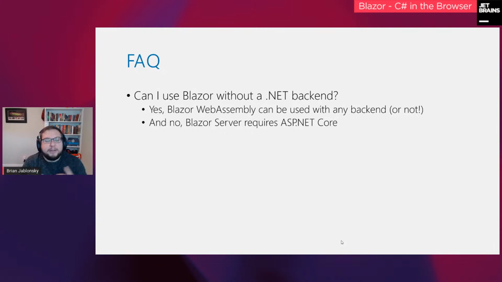And so you can definitely use any type of backend, or if you want to go serverless, you can use something like Azure Static Web Apps to serve up your Blazor WebAssembly without having some type of backend. You can use Azure Functions to respond to any kind of request that you want to do. So you can definitely do that.